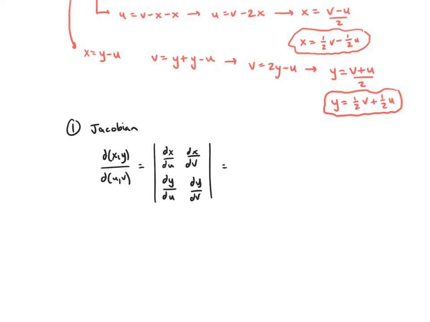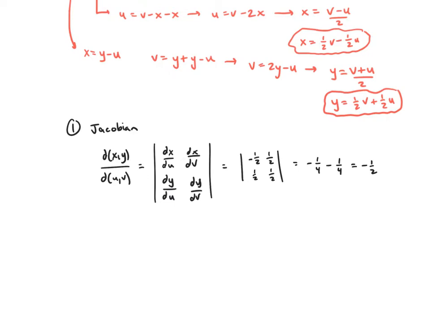All right, so now we have our equations. The partial of x with respect to u is negative 1/2, and with respect to v is positive 1/2, and y with respect to u is 1/2, and with respect to v is also 1/2. So that gives us negative 1/4 minus negative 1/4, which is negative 1/2. All right, so that's our Jacobian.